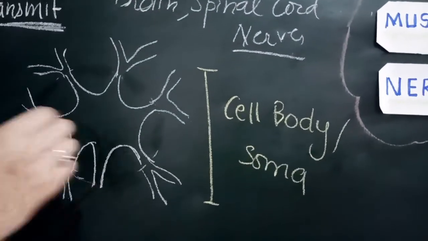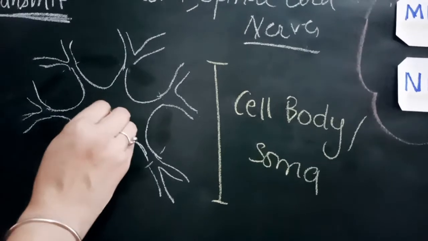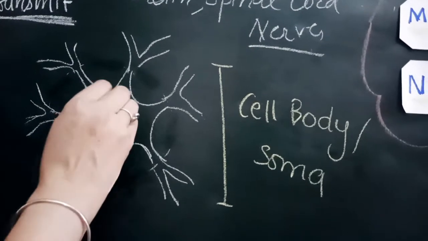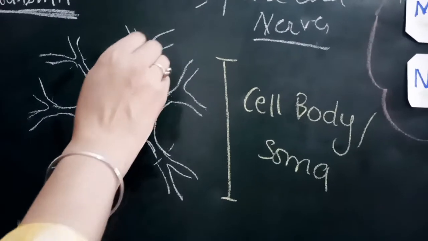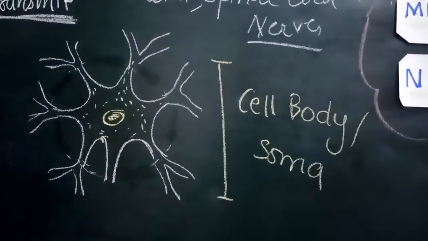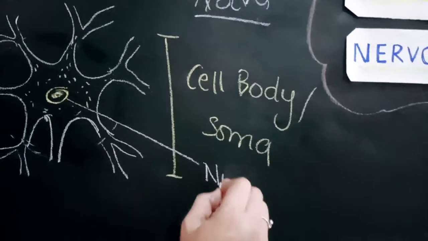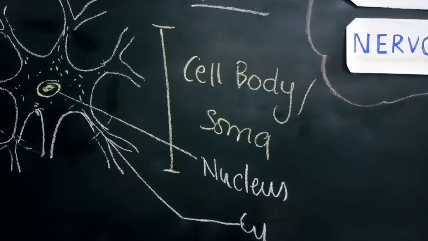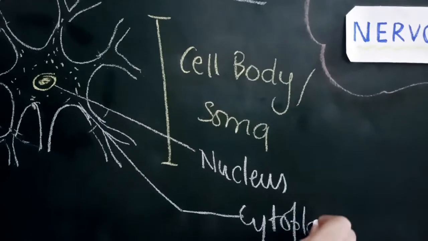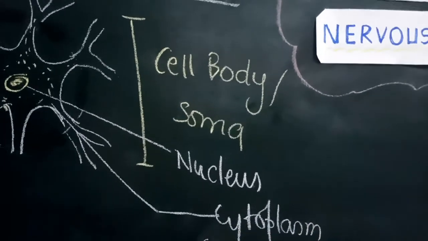The cell body contains a nucleus. Since it's a cell, it contains nucleus and cytoplasm in it. The cytoplasm of the nerve cell is typically called, this is the nucleus and this is the cytoplasm, it is typically called neuroplasm.